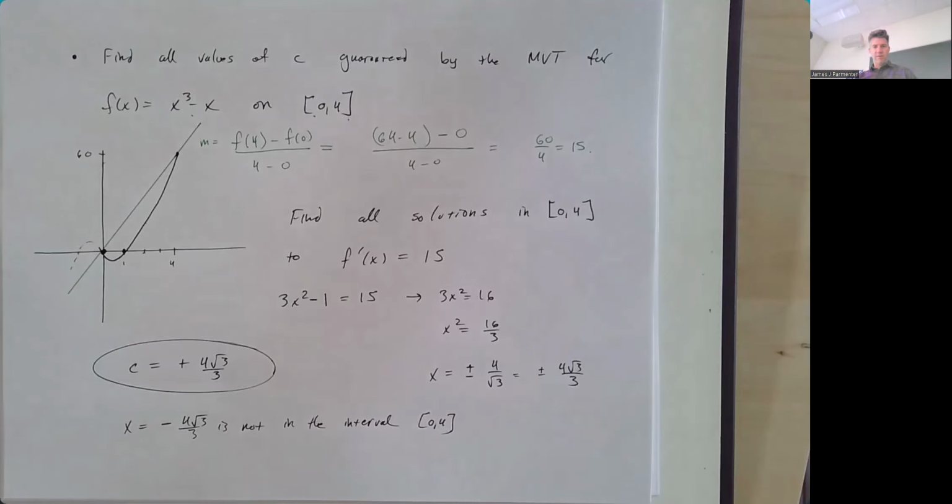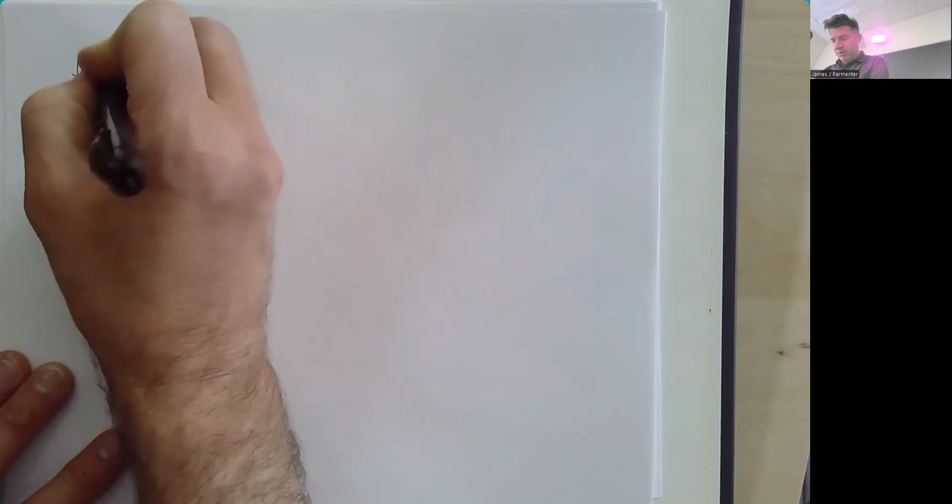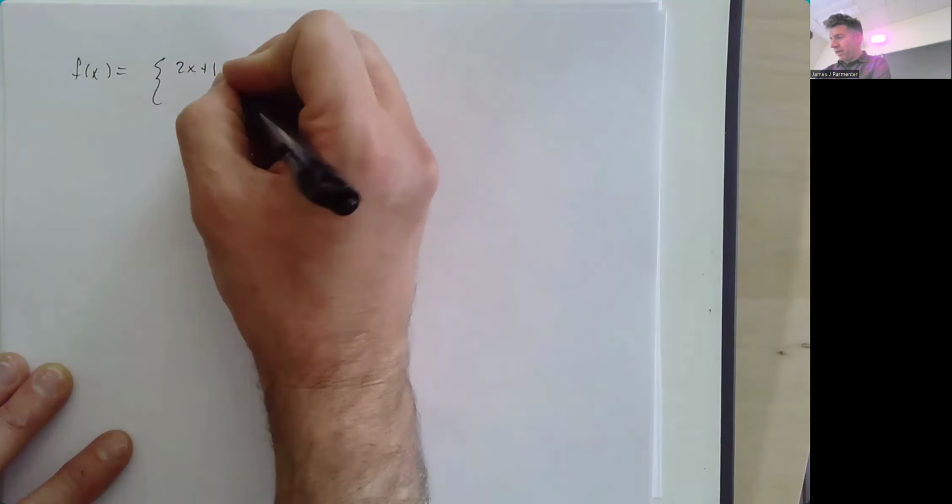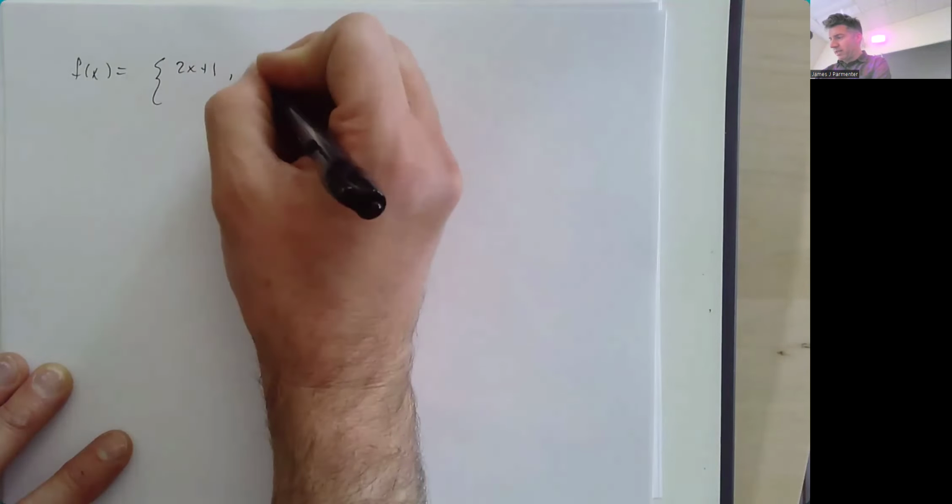Let's look at a couple more things here. So what about this next question? What if I said my function was f of x equal to 2x plus 1 when x is less than 3 and 3x minus 2 when x is greater than or equal to 3, and we're on the interval from 1 to 4. Does the mean value theorem apply?